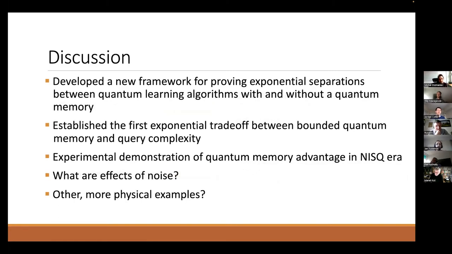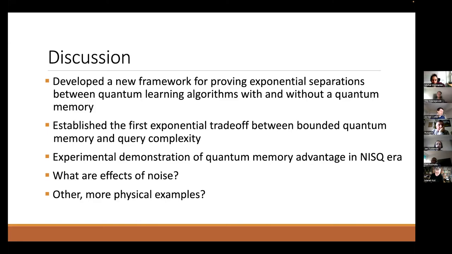So what we've done in summary is we've developed a new framework for proving exponential separations between quantum learning algorithms with and without a quantum memory, namely in the conventional setting and in the quantum enhanced setting. We've established also the first exponential trade-off between bounded quantum memory and query complexity, or as I've said it slightly more fancifully, between space and time. And we've shown an experimental demonstration of quantum memory advantage in the NISQ era, namely on this Google Sycamore chip, on an existing quantum computer.